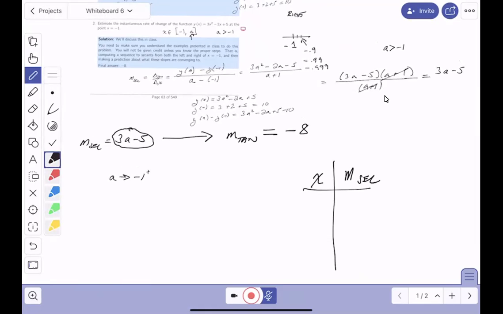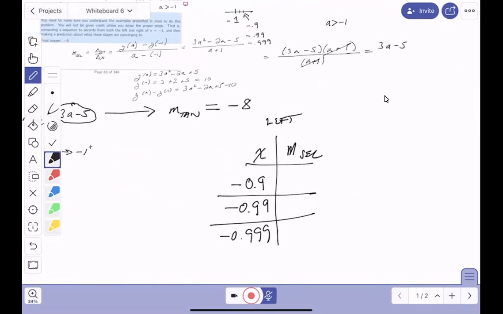I would actually write the table down for you. And what's that going to be? Minus 0.9, minus 0.99, minus 0.999. This is from the left. And what'd you get over there?